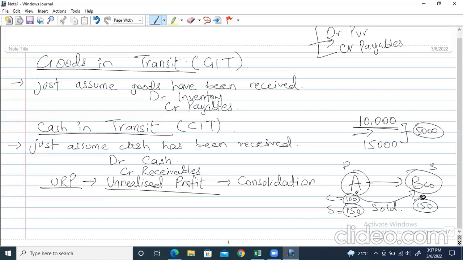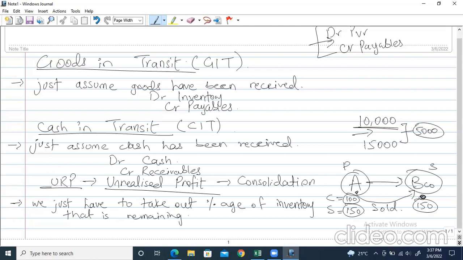What we have to do is just take out the percentage of inventory that is left. So the rule, the treatment, I'm writing it over here: we just have to take out the percentage of inventory that is remaining. So only the remaining percentage of inventory.